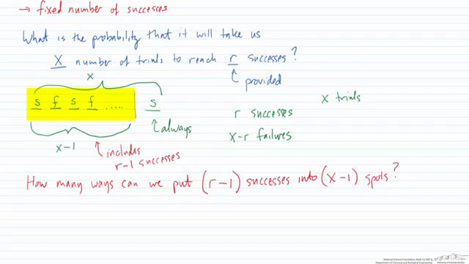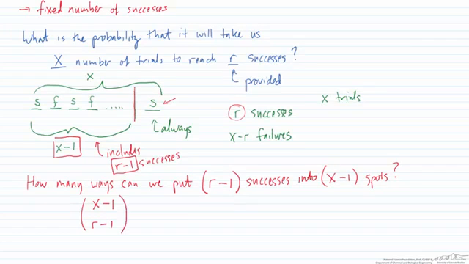So the left-hand side here, everything before our final success, that includes R minus 1 successes because we have a total of R successes. The last trial is always going to be a success. And we have X minus 1 spots to put those R minus 1 successes. So how many ways can we put R minus 1 successes into X minus 1 spots? Well, that's simply a combination. So we have X minus 1 spots, and how many ways can we put R minus 1 successes?